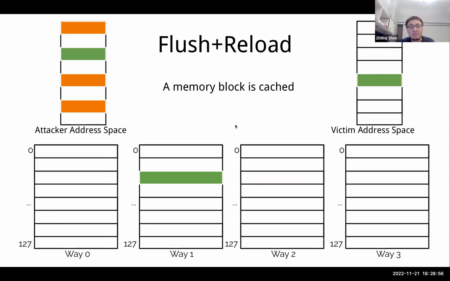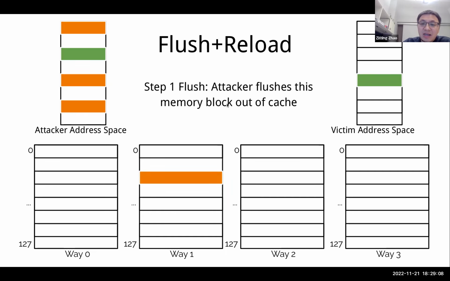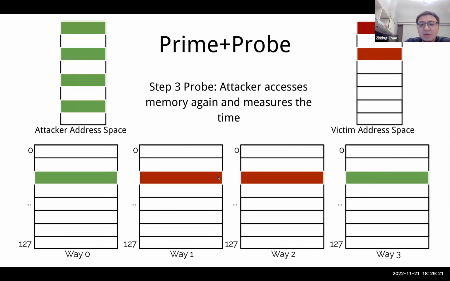Another approach, flush and reload, is also similar. In this case, we assume a memory block is cached here. Then the attacker will try to flush this memory block. This one actually requires the CPU to provide a flush cache line instruction, which is provided in recent CPUs. But when we do prime and probe, we're not doing the cache line level, we're only doing the cache set level.